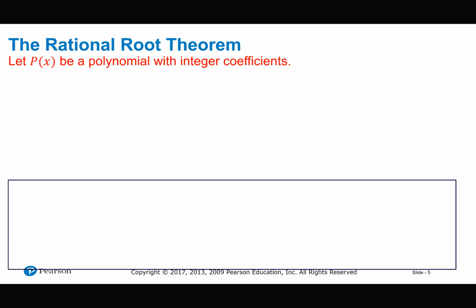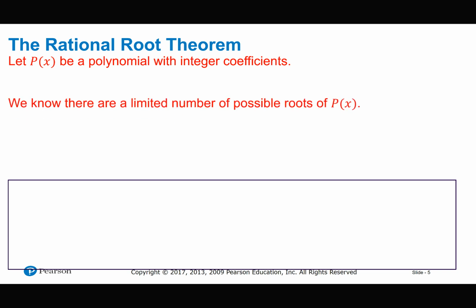Rational root theorem. Let's let some function p of x. It doesn't matter, I could use any variables I want. So let's let this p of x be a polynomial with integer coefficients. Integers are just numbers. They're not fractions. 2, 7, negative 3. For any polynomial, we know that there's a limited number of possible roots. And roots, again, are where it's crossing the x-axis. Zeros, roots, all mean the same thing.